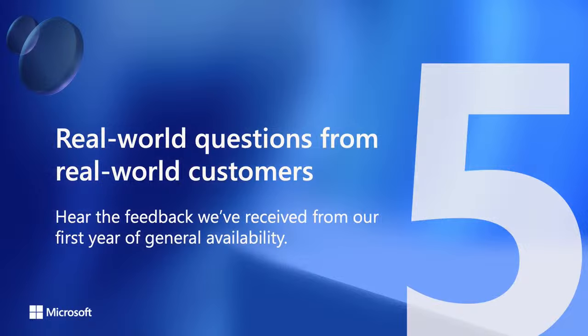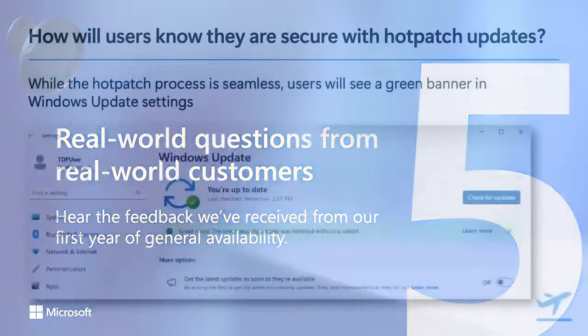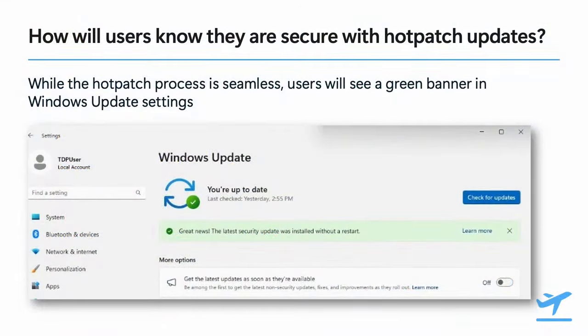Now let's see what other questions customers have been asking as we approach 1 year from general availability. First up, how will my users know they are secure with Hotpatch updates? While it is truly seamless to receive a Hotpatch update, as there's no restart and no toast notification, you can still see in your Windows Updates screen a green banner that indicates that you've been receiving the latest security update without a restart. As simple as that, but it is commonly a question that comes up when we're looking for people who want to know if their devices are compliant.